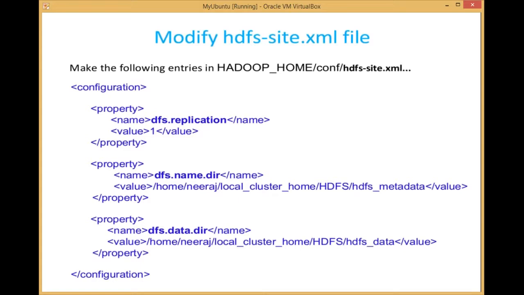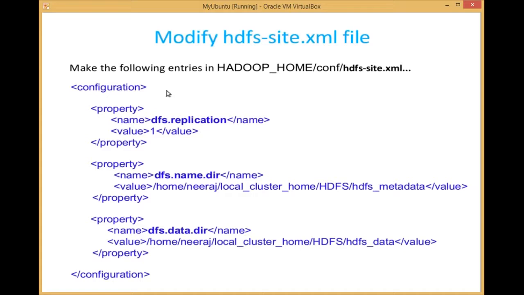Coming to the last one, dfs.data.dir. Data directory. Where exactly will your actual data be stored? You are copying a 1 terabyte file. Where exactly would that be stored? For that we need a directory, and I am providing the path: /home/nearest/local-cluster-home/hdfs, and inside that, hdfs_data. And those 3 rules again: any path, any name, and you don't need to create it. So ultimately, the first time you start Hadoop, the temporary directory, the metadata directory, and the data directory, these 3 directories will be automatically created.